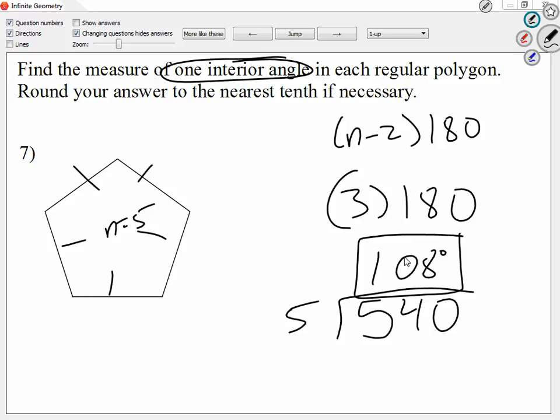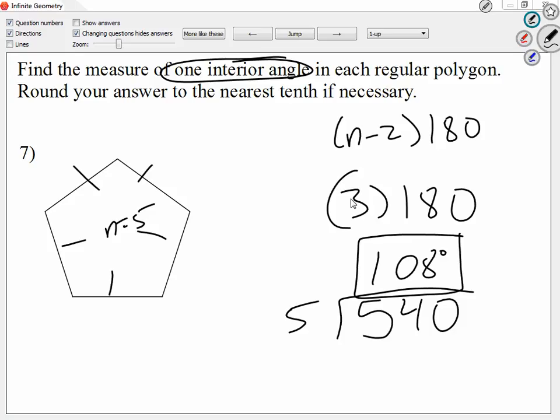So, as an idea, some of you guys were struggling when you were doing the homework. Do I divide by 5 or do I divide by 3? And the 3 is because of the n minus 2. You divide by the number of angles, 5, not the n minus 2 amount.